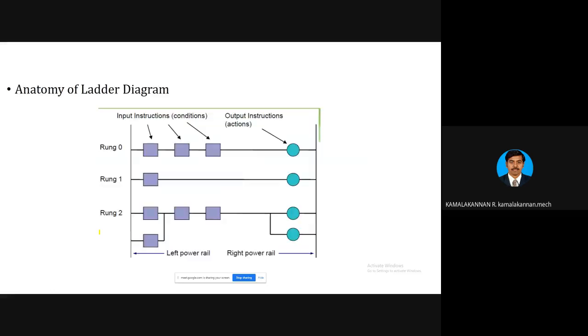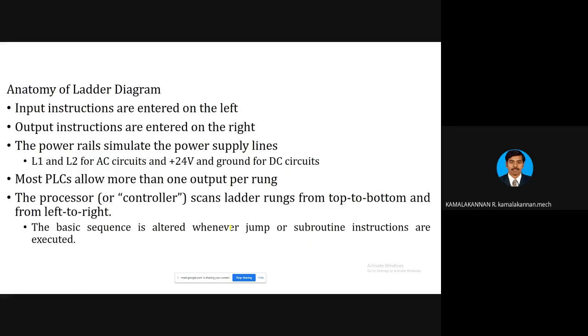Okay. Next one is anatomy of a ladder diagram. So this is the anatomy of the ladder diagram. See here there are rungs 0, 1, 2, 3. These are the input instructions and these are the output instructions. These are power rails. Okay, so this is how the ladder anatomy will be. And what are the conditions it has? Input instructions are entered on the left, output instructions are entered on the right.